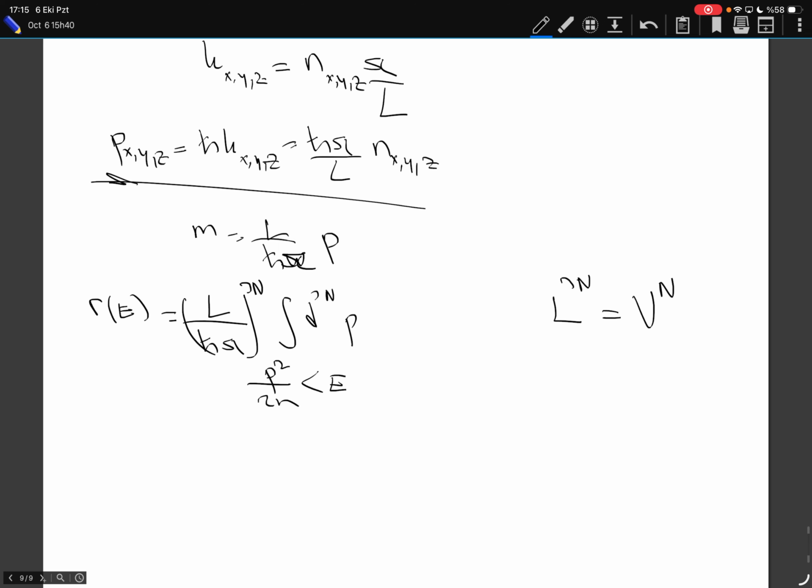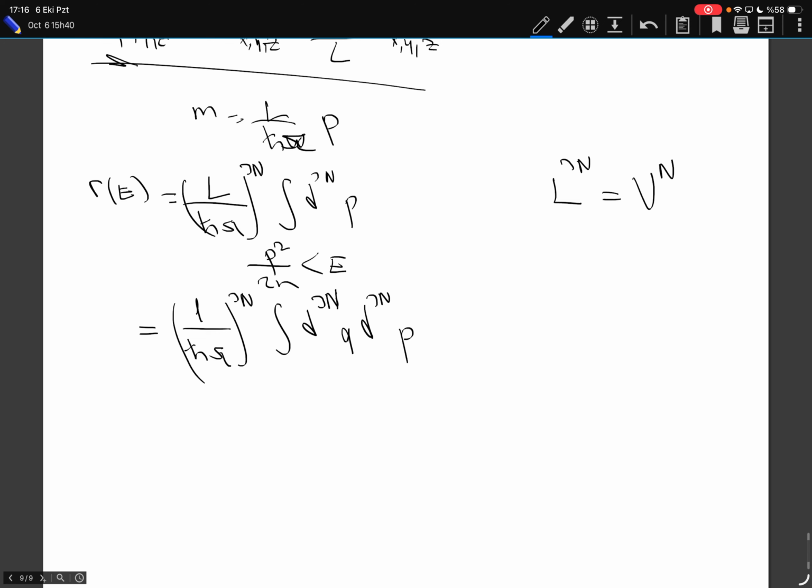which is 1 over h bar pi to the power 3n, d to the 3n q, d to the 3n p, because d3q, each one of them gives me a V. Or each one of those dq integrals, each component gives me the side length of the cube. There is one thing that I have to take into account. Here, P is greater than 0. And P squared over 2m is less than E. This is what this integral is.